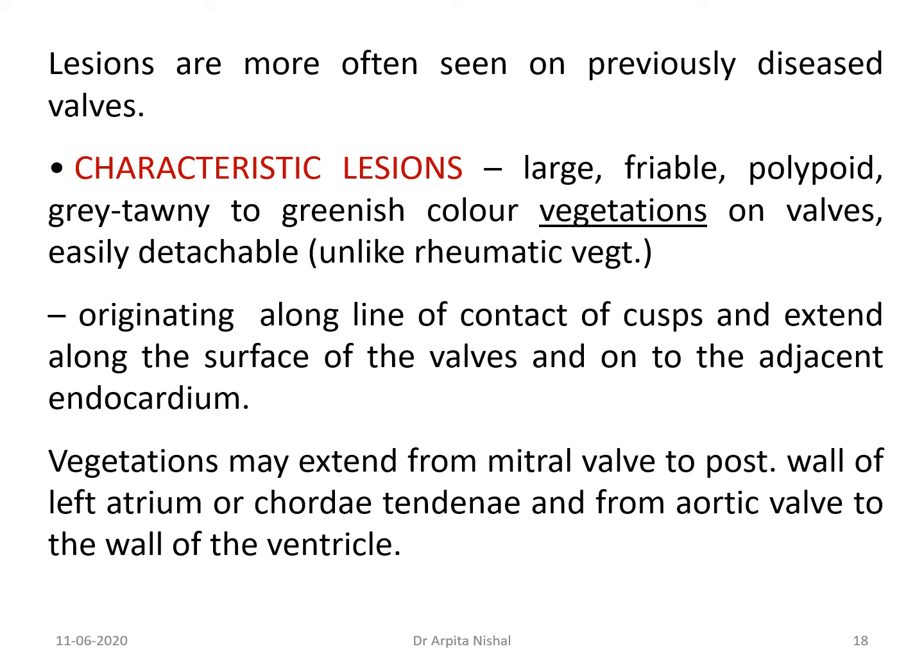Now, what is the characteristic of these vegetations in infective endocarditis? We've already said vegetations are present in all endocarditis, but they have a typical appearance in each endocarditis. So, in infective or bacterial endocarditis, they are large, friable, polypoid, grey tawny to green colored vegetations on valve. They are easily detachable. They are present along the line of contact of cusps and they are so bulky and destructive. They extend along surface of valves, adjacent endocardium.